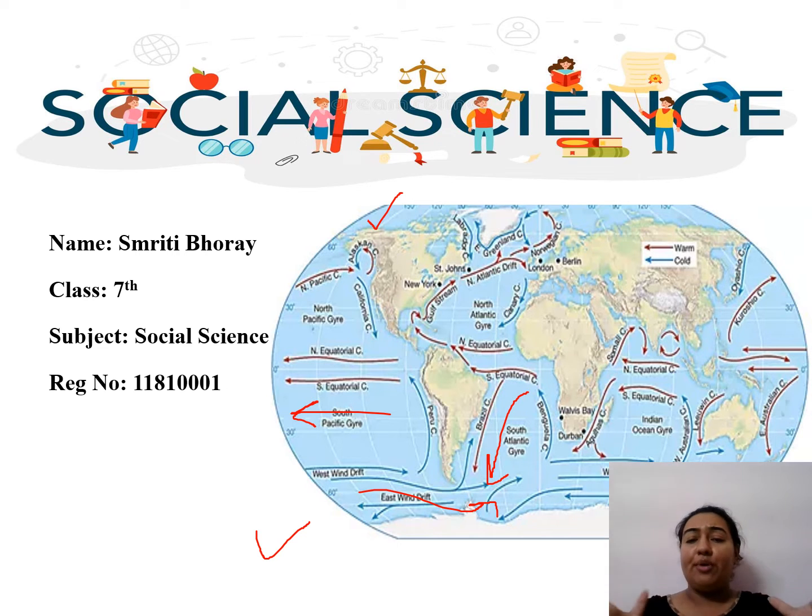You must be wondering, teacher, if earth is covered with 97 percent water, what is the role of these arrows in this image, which have different directions and positions? And it's also written warm and cold. So what do these warm arrows mean, and what do these cold arrows mean? That's our topic for today's class.